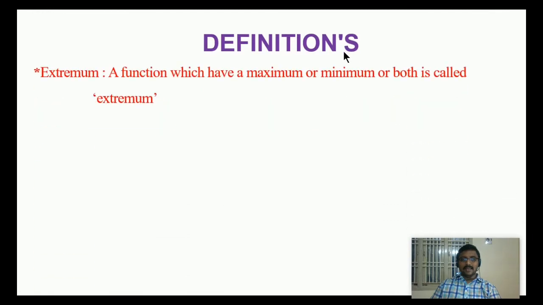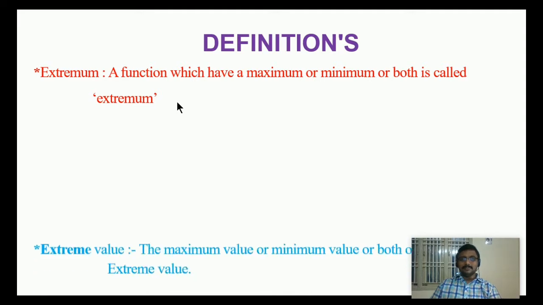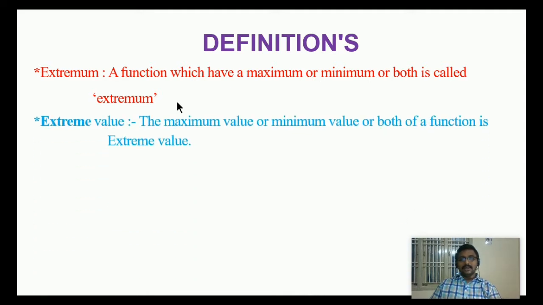Definitions. Extremum: a function which has a maximum or minimum or both is called an extremum. Extremum means for a given function which has maximum or minimum or both is called extremum. Extreme value: the maximum value or minimum value or both of a function is called extreme value.